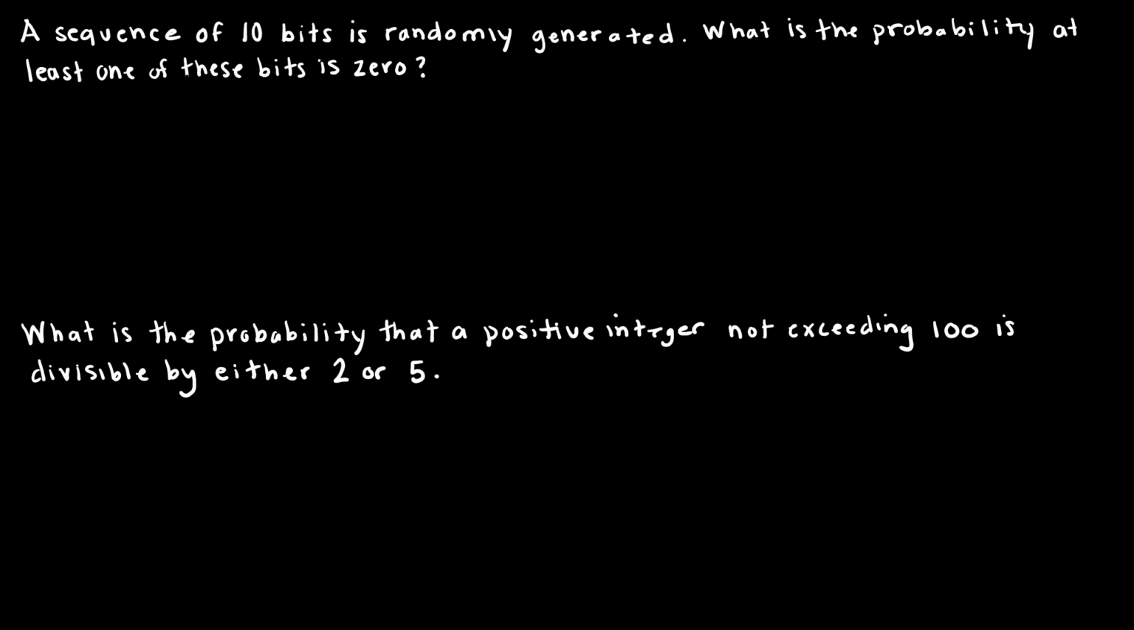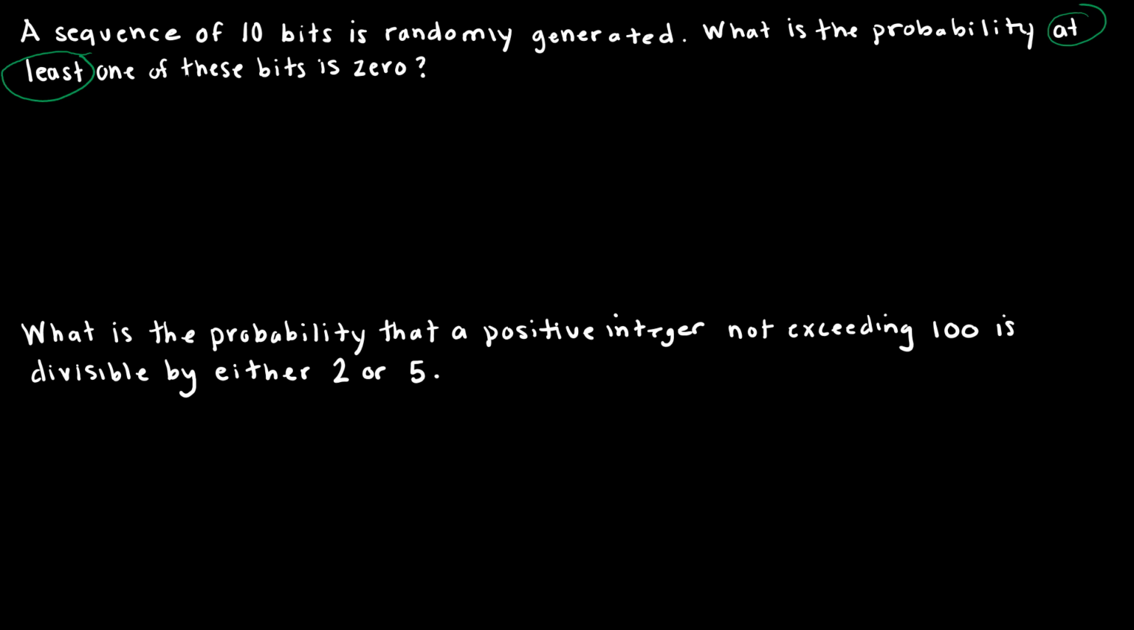Let's take a look now at a bit string question. The reason I like this question is because it's an at least question, and these tend to throw students off, so I like to make sure we get some practice of those. So this question says a sequence of 10 bits, and again, bits is just a string of zeros and ones, is randomly generated. What is the probability at least one of those bits is 0?